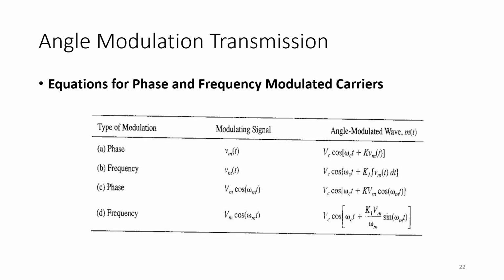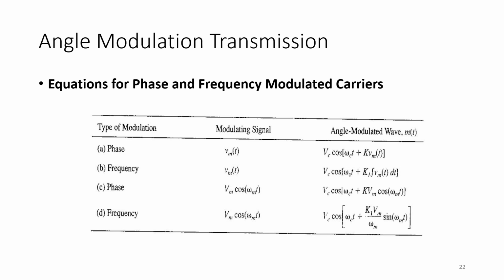Okay, so this table shows the summary for the equations for phase and frequency modulated carriers. So this is their modulating signal and this is the angle modulated waveform. For phase modulation, our modulating signal is vm(t). For frequency modulation, our modulating signal is vm(t) also. For phase, we can have Vm cosine omega mt. For frequency, we can have Vm cosine omega mt. So it can either be a sine wave or a cosine wave.